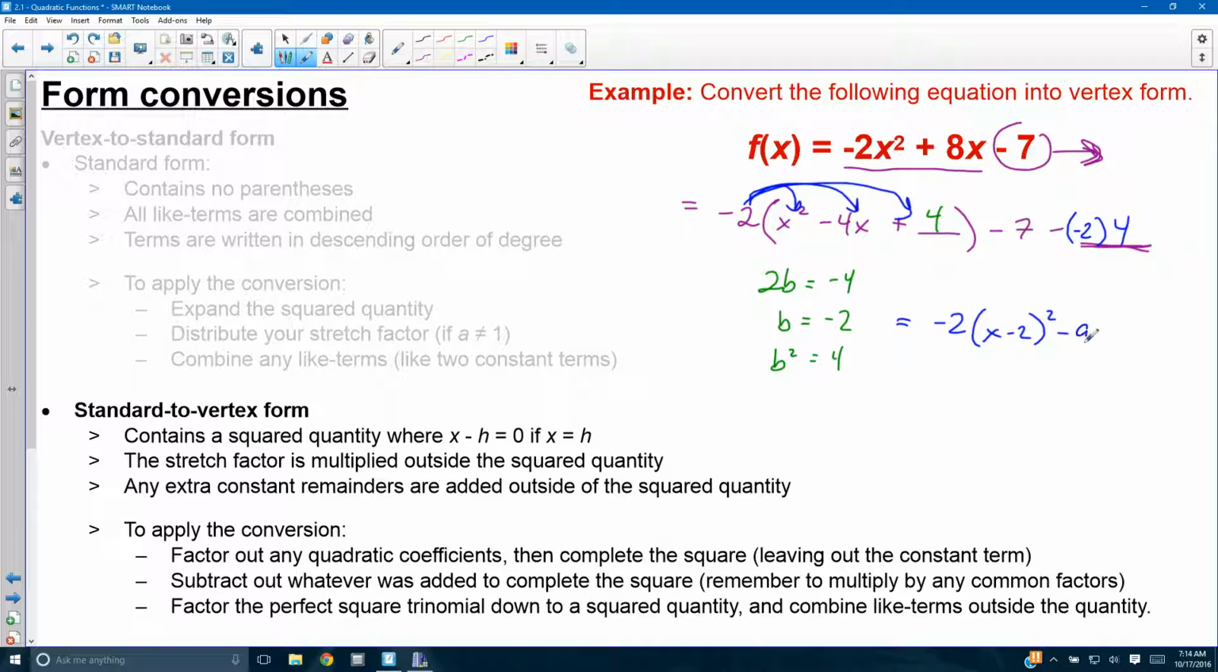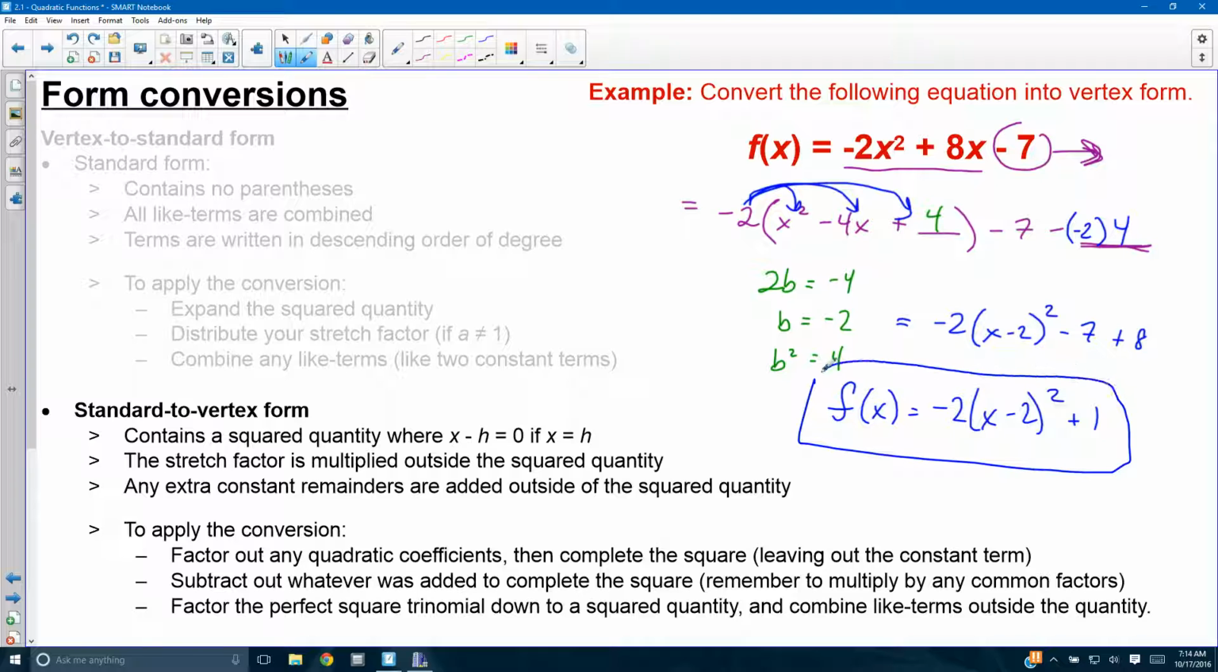Now I have a -7, and this -7 plus 8. -2 times 4 is -8. You're subtracting a -8, which means you're adding. So your final solution for that one is -2 times x minus 2 quantity squared plus 1.